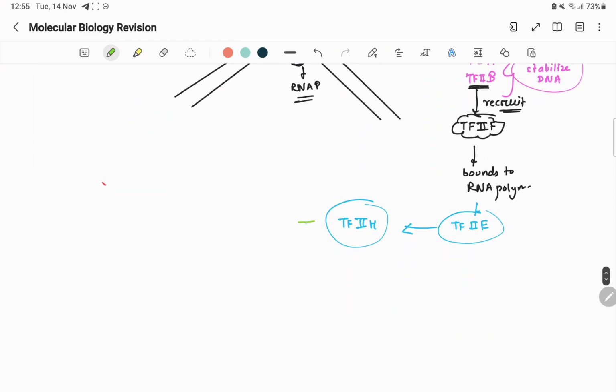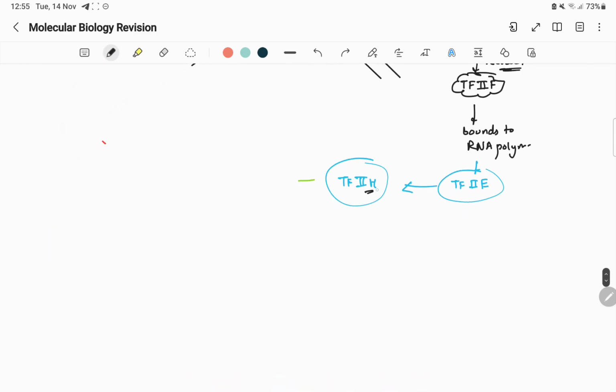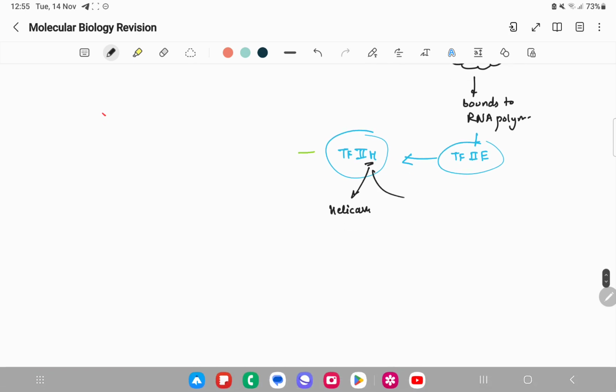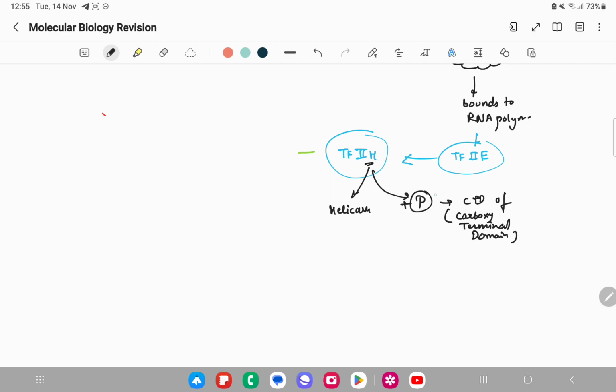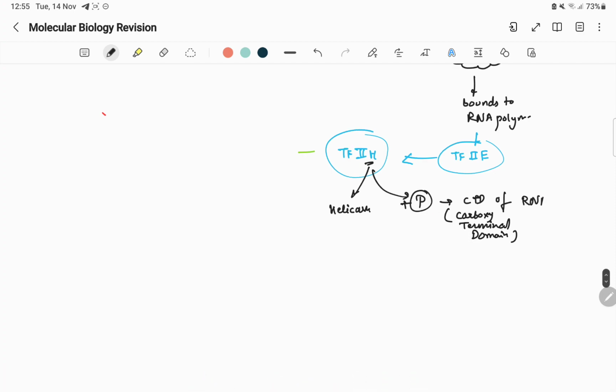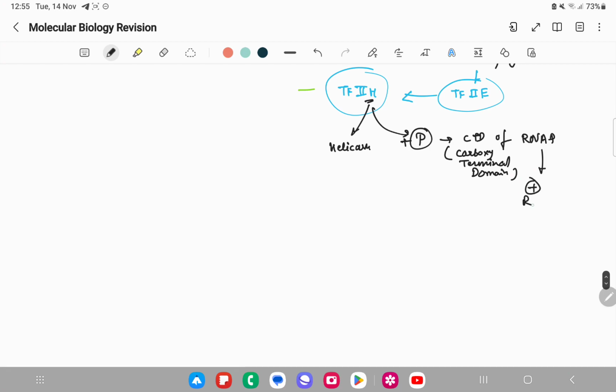What is the action of TF2H? TF2H has a wide range of functions. H means helicase activity, so it has helicase activity. It phosphorylates the CTD, the carboxy terminal domain of RNA polymerase, and it activates your RNA polymerase.